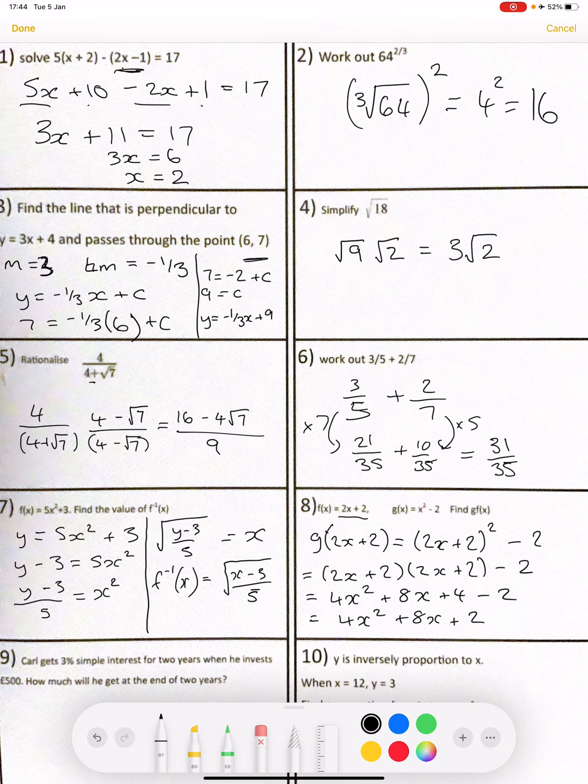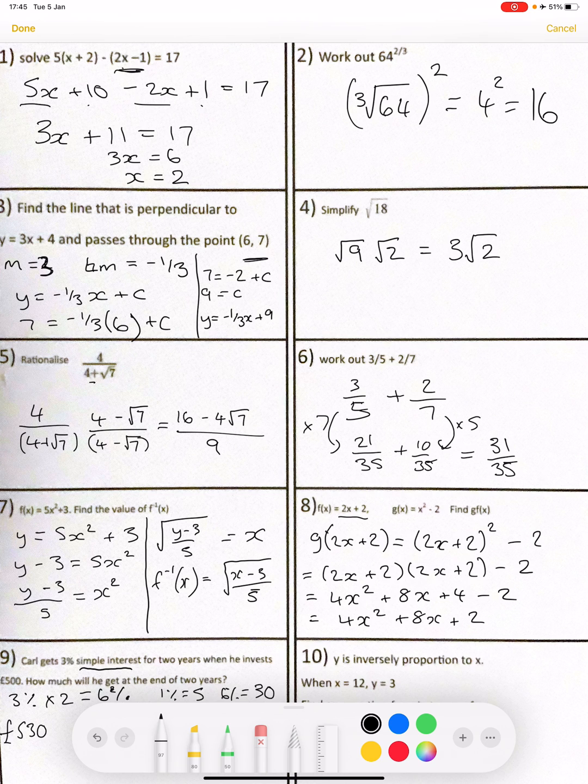Right, question number 9, so we're nearly done now. Carl gets 3% simple interest, not compound interest, simple interest. So simple interest just means 3% for 2 years. So he's going to get 2 lots of 3%. So he's going to get 3% times by 2, which is 6%. So I'm just going to work out 6% of 500. Well, 1% equals 5. So 6%, 6 of them, which is 30. So my final answer is 530.